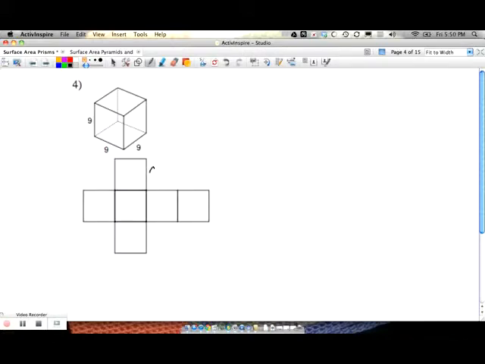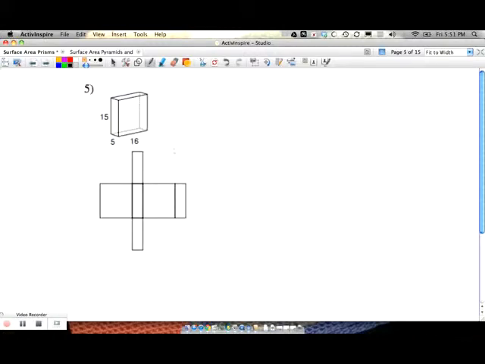Let's keep on moving. Number 4 here. Oh my gosh, you gotta be kidding me. 9s all over the place. Nines everywhere. That was easy to do.